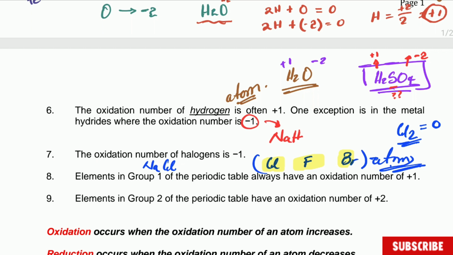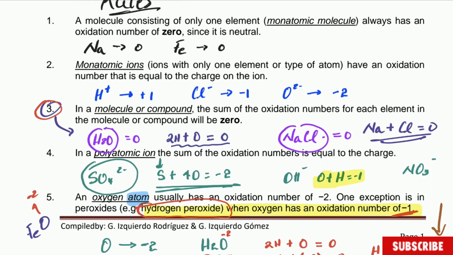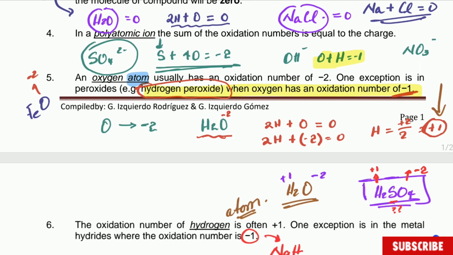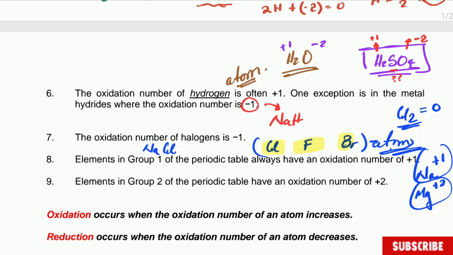Rules 8 and 9: elements in group 1 will have an oxidation number of +1, and elements in group 2 will have an oxidation number of +2. For example, sodium will have an oxidation number of +1, and magnesium will have an oxidation number of +2. So those are the rules. I hope it helped. I did not go through it very fast. I explained each of them, and we have to apply those rules. We have to be able to calculate the oxidation number.